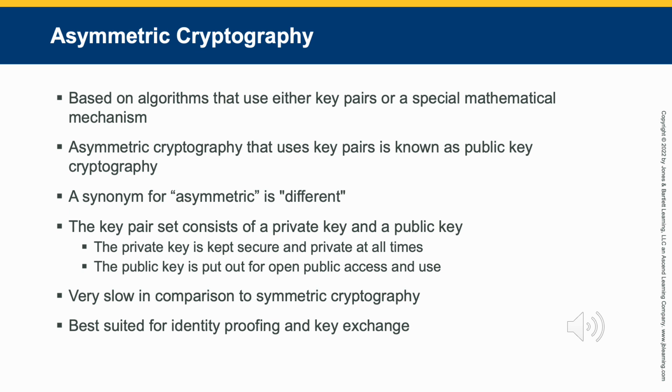The private key is kept secure and private at all times. The public key is put out there in open public access for use. It's very slow in comparison to symmetric cryptography, best suited for identity proofing and key exchange.